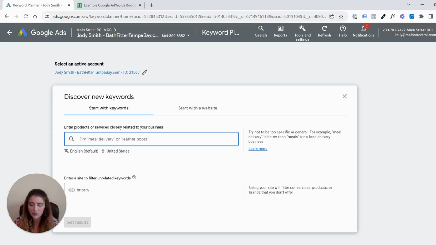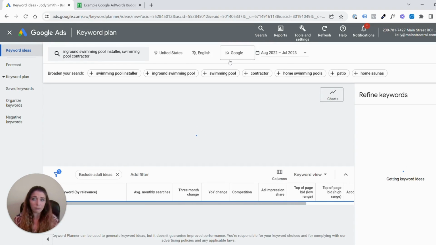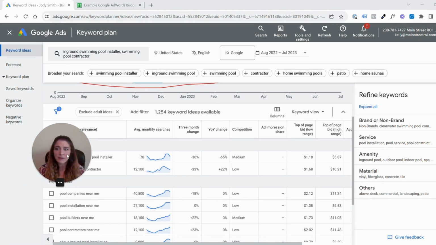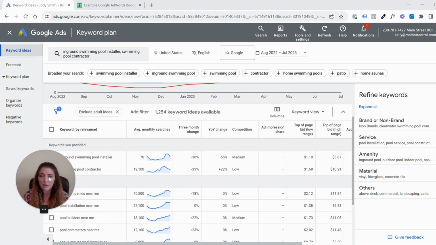So for instance, let's just say in-ground swimming pool installer, or swimming pool contractor. Let's just do that for example. And then Google will show you different keyword ideas. Let me move this up here. So Google will show you different keyword ideas. In-ground swimming pool installer, swimming pool contractor, those are the two that I gave Google.